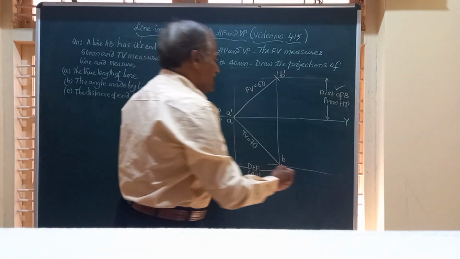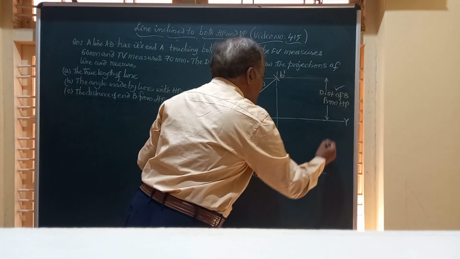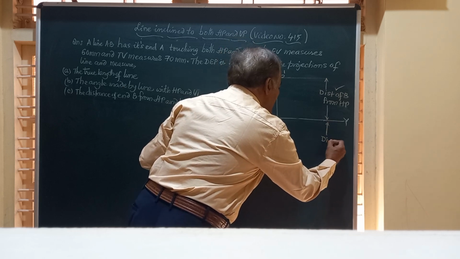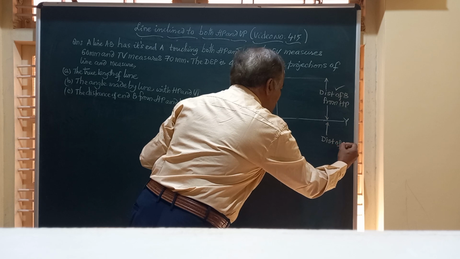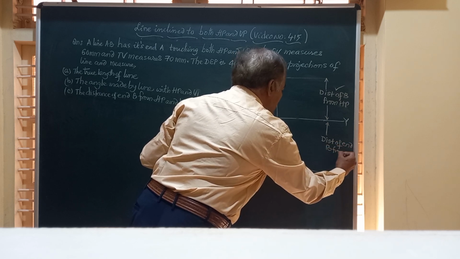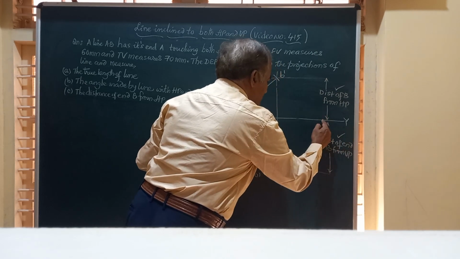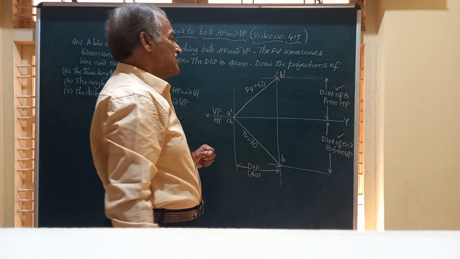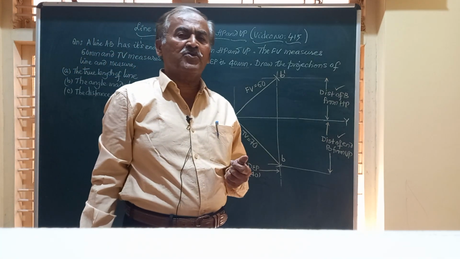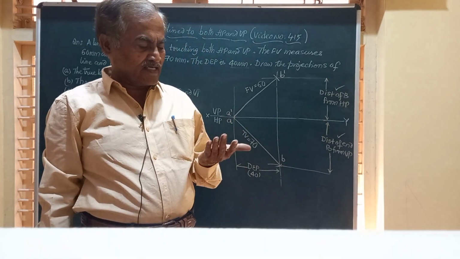On the same lines, if you measure the distance between this XY line and the locus of B in the top view, this will give you distance of B, the end B, from VP. Again, this can be found out between these two by keeping a scale. Friends, once you have the front view and top view, it's very easy to obtain the true length, etc.